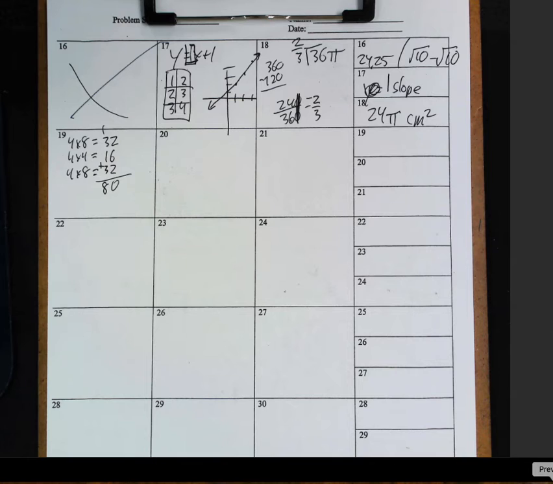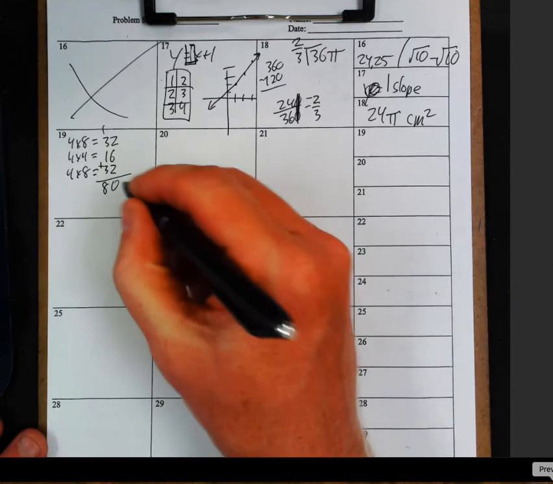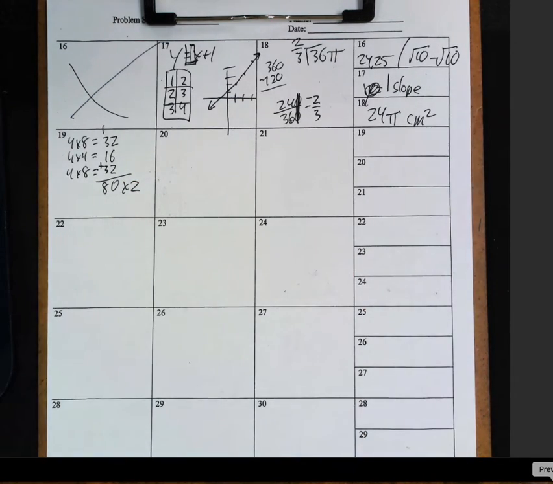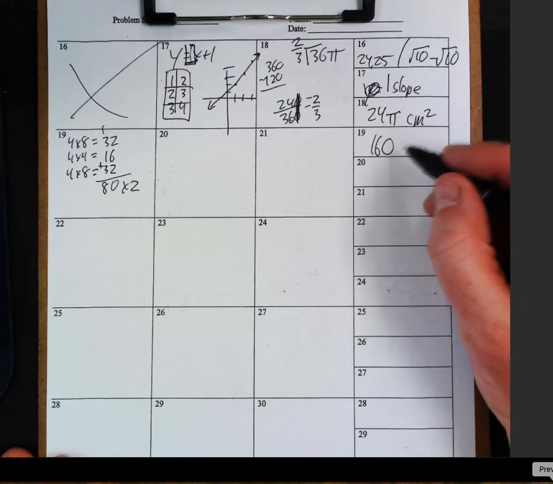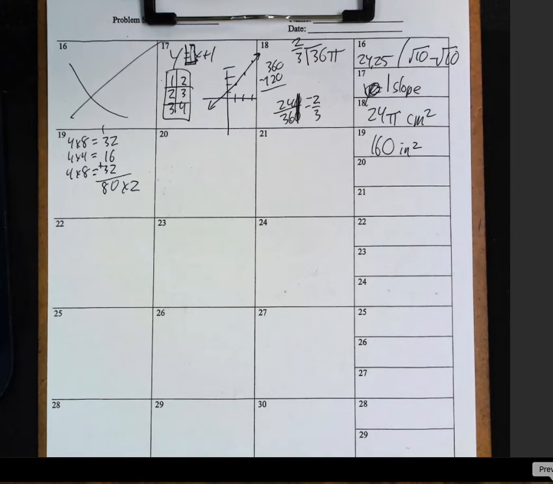Double it, right? Times 2. Because, guys, we really need 6 spaces. You added 3 times 2 would give me 6. That would give me 160. I'm working in inches, I believe, and we're squaring those things.